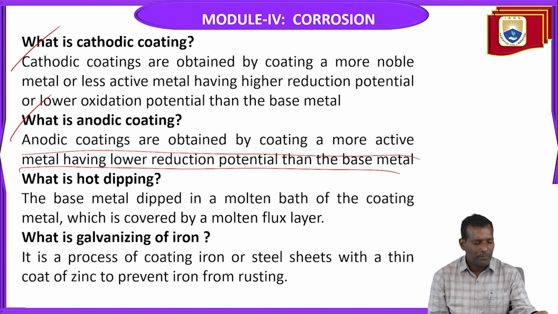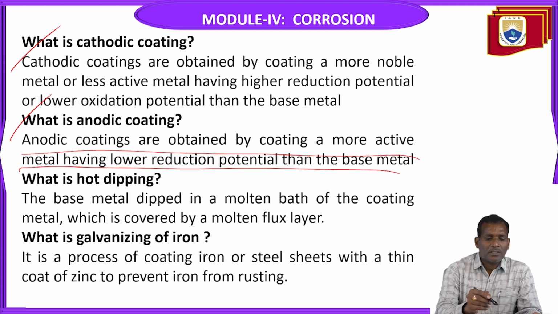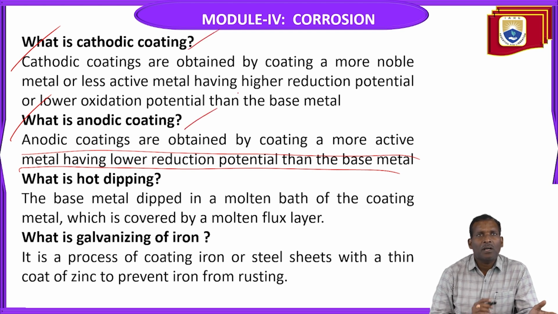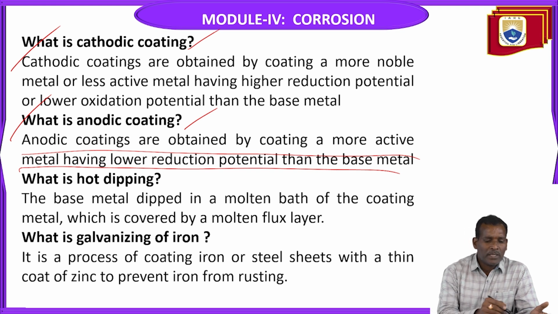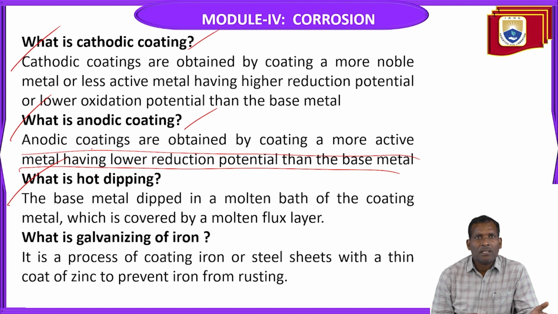Next, what is hot dipping? So cathodic coating and anodic coating, these two prevent corrosion. In the cathodic coating method, the coating has lower oxidation potential than the base metal. But in anodic coating, the active metal has lower reduction potential than the base metal. What is hot dipping? The base metal is dipped in a molten bath of the coating metal, which is covered by a molten flux layer.